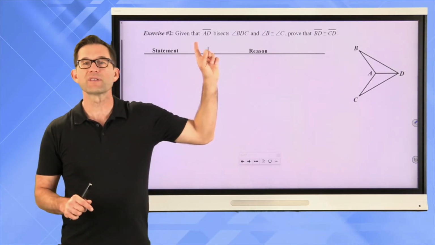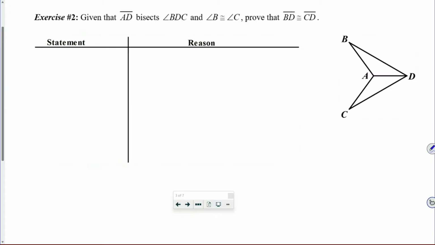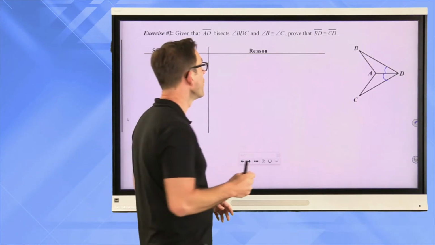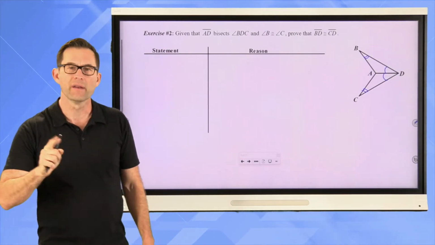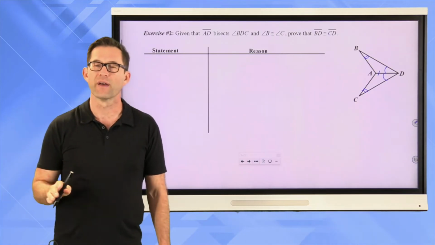First, given AD bisects BDC, that is going to tell me that this angle is congruent to this angle. Bisectors divide an angle into two congruent angles. Now, we were also told that angle B is congruent to angle C, so I can mark those two. Now, the final little piece is the fact that these two triangles share side AD. That's that whole reflexive property thing.